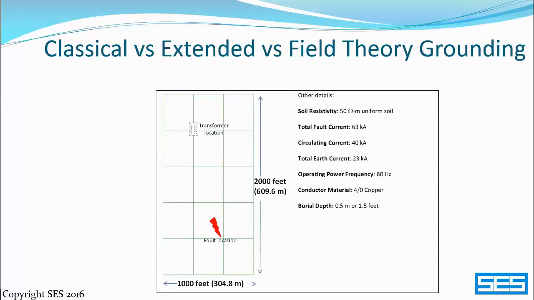Here we have another simple example based on a real project performed by SES. The grid is fairly large at 2,000 by 1,000 feet, and the soil resistivity is on the slightly low side at 50 ohm meters. The fault and circulating currents are quite large at 63 and 40 kiloamps, leaving an earth current of 23 kiloamps.